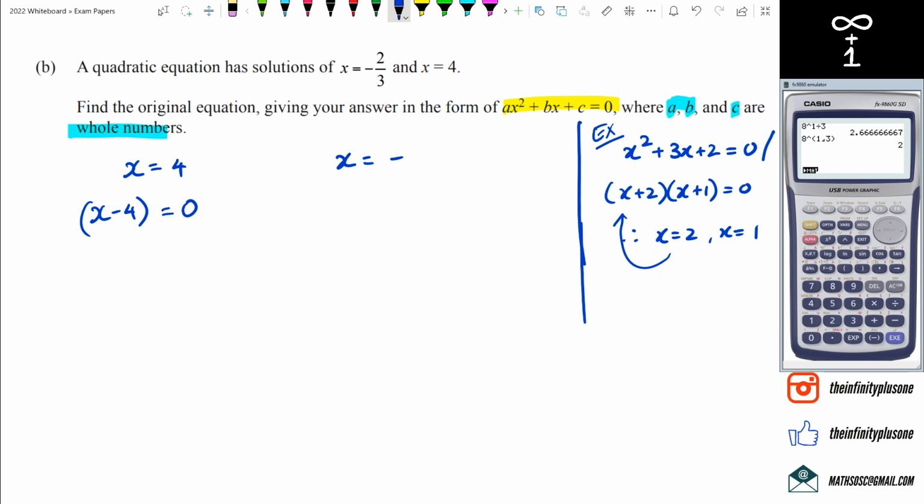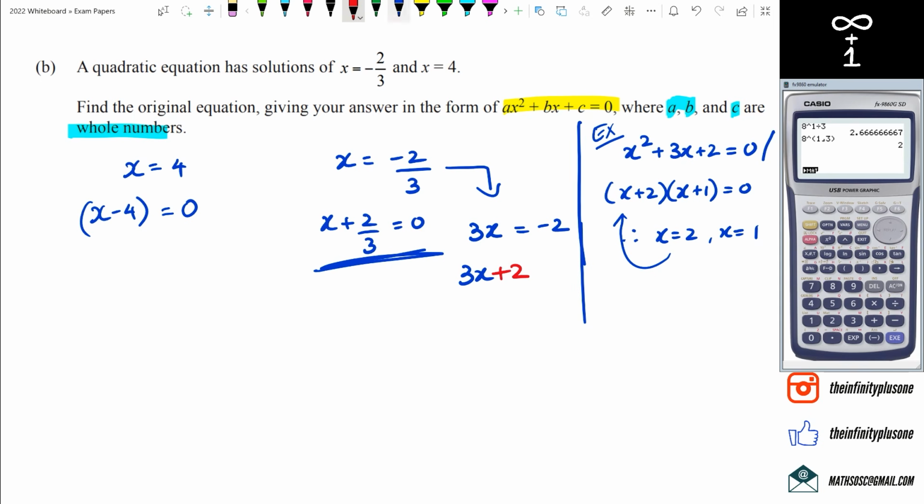However, when I have x equals minus 2 over 3, you could say, well, why can't I just write x plus 2/3 equals 0? That's great, there's nothing wrong with it. But the issue is that if you look at the question, a, b, c are actually whole numbers, and in this case you're not going to end up with a nice equation. So instead, you cross multiply the 3. You write this as 3x equals minus 2, and then bring the minus 2 to the left-hand side, which makes it plus 2. So I've got 3x plus 2 equals 0.